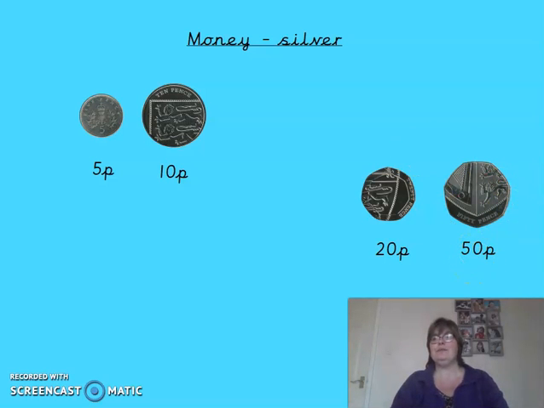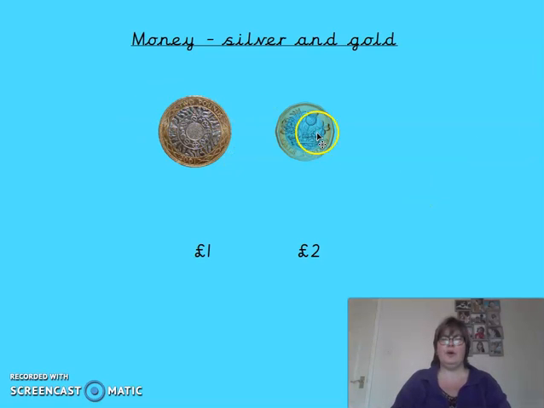Now let's go and have a look at those big coins, those silver and gold. Now they're two-toned, they have two colours, silver and gold. And do you notice the symbol that we write is different? They are no longer called pennies, they're now called pounds. Pounds are worth more than pennies. So if you have pounds, they are worth more, and you could probably buy your comic with one of these.